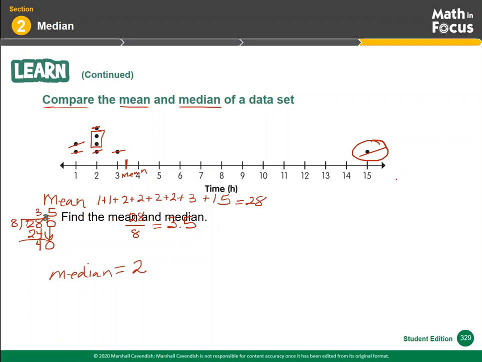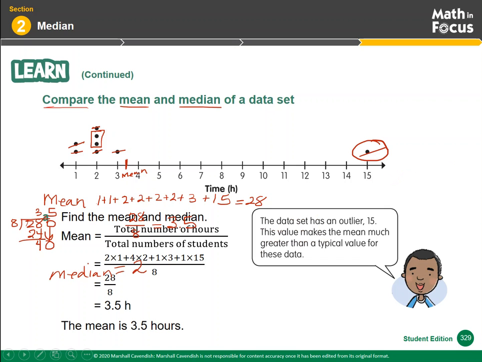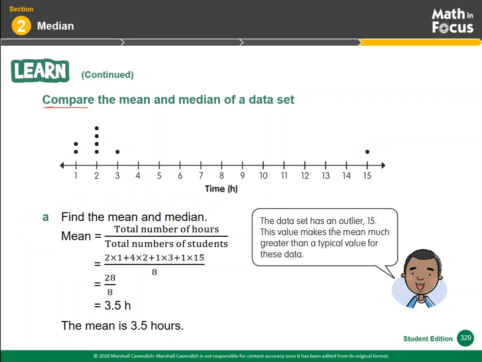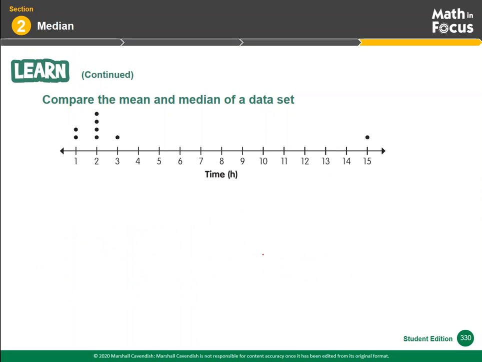So let's go and see. Find the median, the mean. So we did that. Okay. Let's go ahead and we're going to erase this. So it says the data set has an outlier of 15, which I pointed out. This value makes the mean much greater than a typical value in this data set, right? Because if we include that 15, that really changes our average, because it raises up our sum quite a bit more than it would have been. Okay, so then we did that, all 8 students, 4th and 5th students are in the middle. It's 2 hours, so the median was 2.